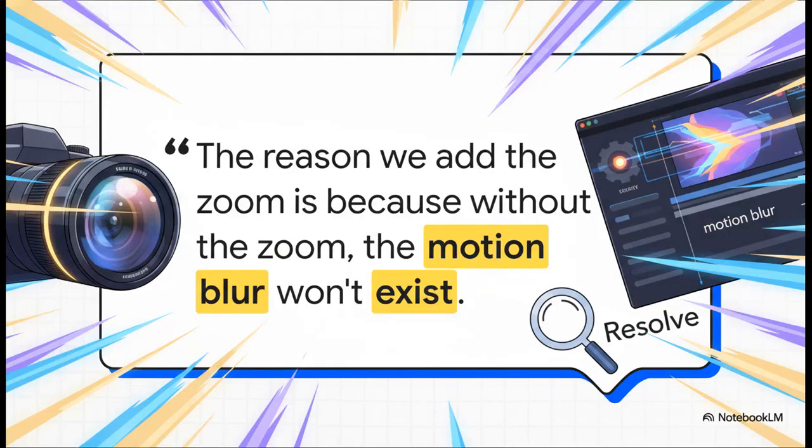The source material for this explainer puts it perfectly. It says, "The reason we add the zoom is because without the zoom, the motion blur won't exist." And that right there reveals the core of this really clever workaround. To get Resolve to generate that blur, we have to give it some other kind of motion to track, and a subtle zoom is the perfect way to force it.